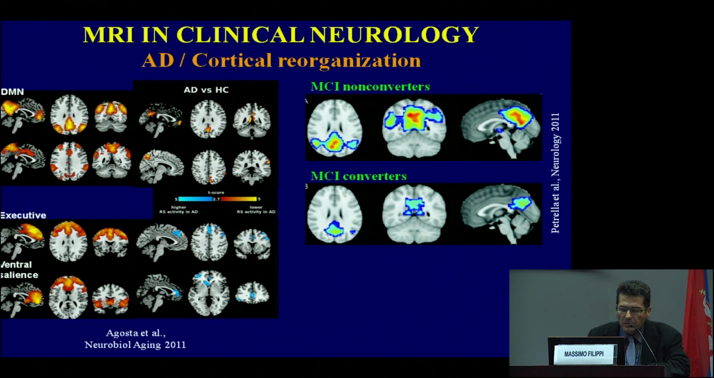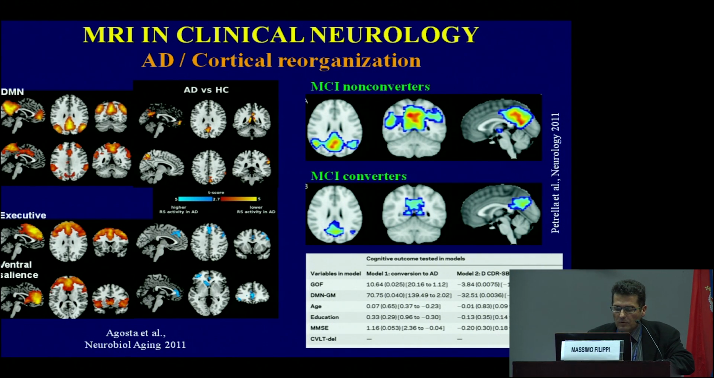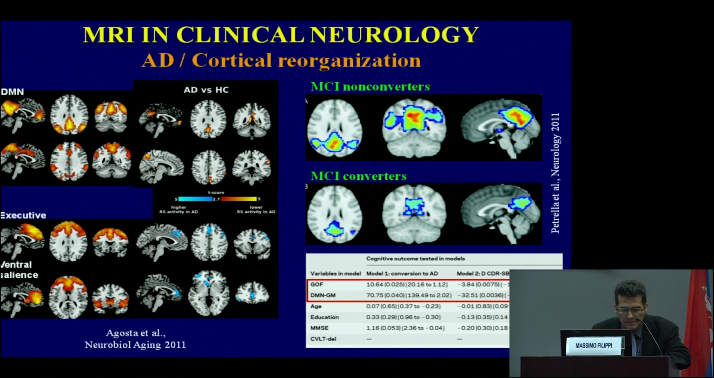And by the way, you can measure the default mode network size in patients with MCI, and already visually you can easily see that those who will convert to Alzheimer's disease already do have a much smaller default mode network compared to those who will not convert. So this might be an additional metric to assess disease evolution, which has been confirmed by formal statistics.